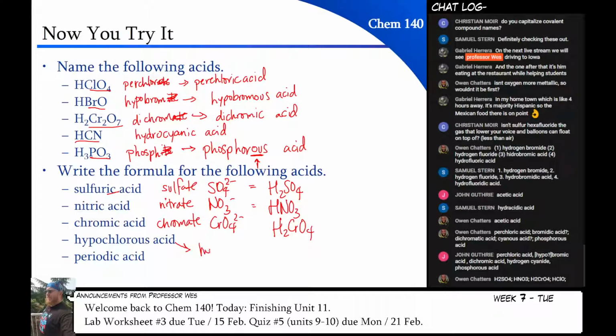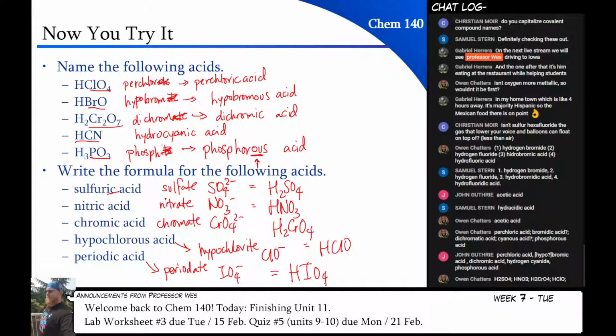Hypochlorous acid becomes hypochlorite, which is this, ClO minus. And then periodic acid, or periodic acid, which is what it's actually called, is periodate, which is IO4 minus, which becomes that. So be careful about periodic acid. It looks like "per-iodic" acid, and you're like, what the heck? That's not any of the things. It totally is. It's periodate.